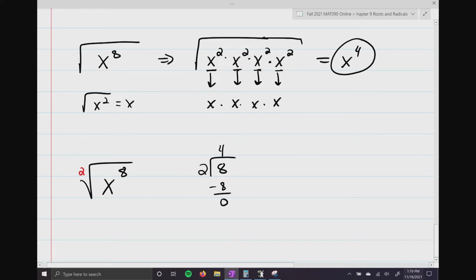This 4 will always be your exponent in your answer. Now let me prove it to you.